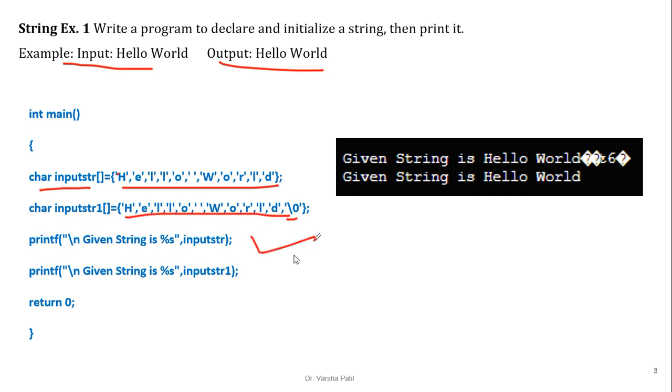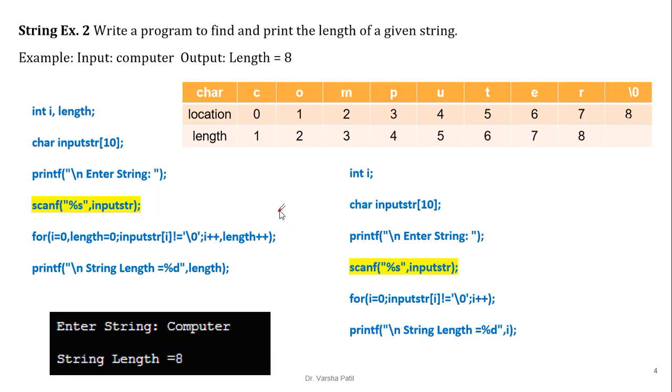When we print the string without the null character, it prints hello world, but after that it will print some garbage value. And when we end our string with the null character, at that time it prints exactly the string, that is hello world. So that is nothing but the terminating character of a string. In this way you need to understand the role of the null character.